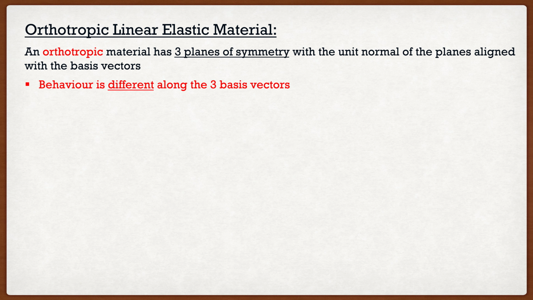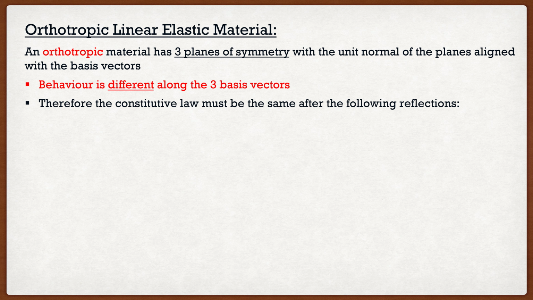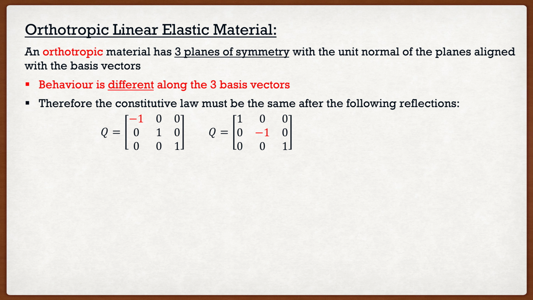Therefore, the 3 directions, it actually matters. The material behavior is going to be different based on which direction you pick. But because of that, the constitutive law must be the same after the following reflections, and the reflections being those 3 planes of symmetry. Therefore, this is saying, well, if the E1 plane is the plane of symmetry, or E1, E2 plane, then I can have reflection, and then the second reflection, and then the third reflection. So these have to do with the 3 planes of symmetry.